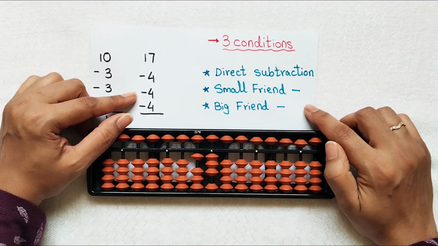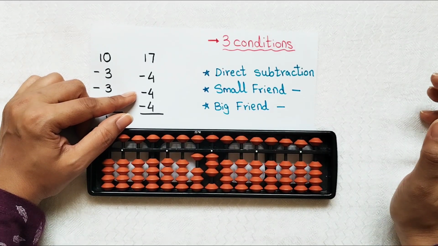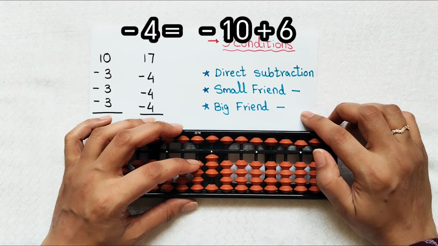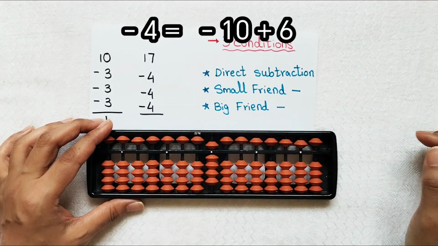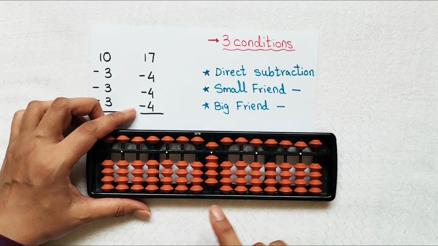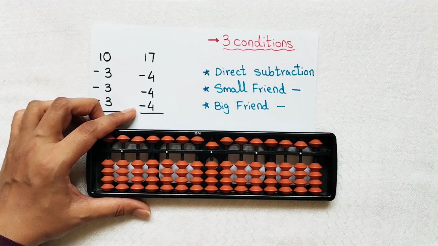Then I have to go with the big friend subtraction formula. Though 4 is a small friend also, here I am going to use the big friend. So the formula for less 4 is less 10 plus 6. Correct? Now again less 4. So over here what will I do? I will go with direct subtraction. So my answer is 5.